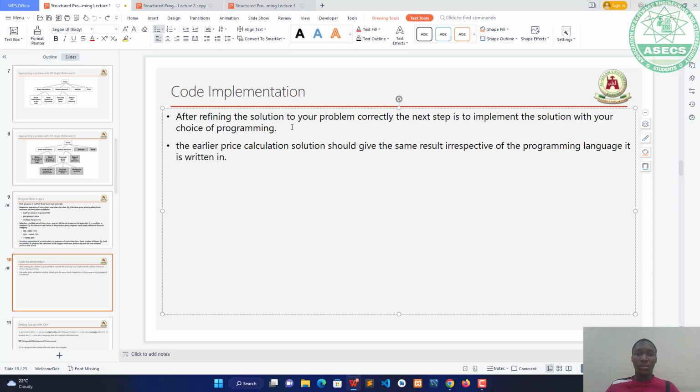So he says the earlier price solution should give the same result irrespective of the programming language it is written in.